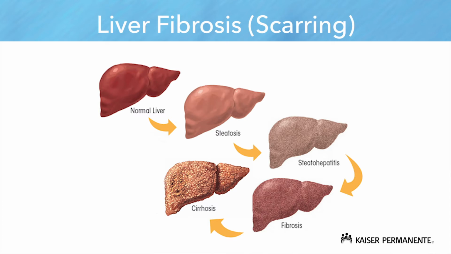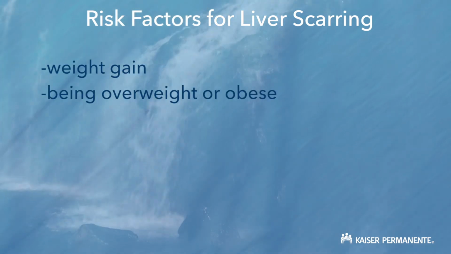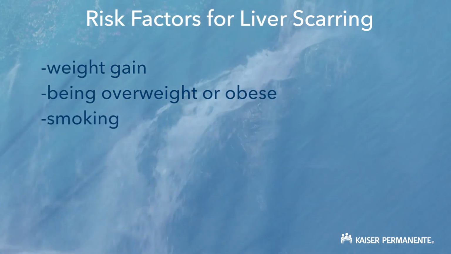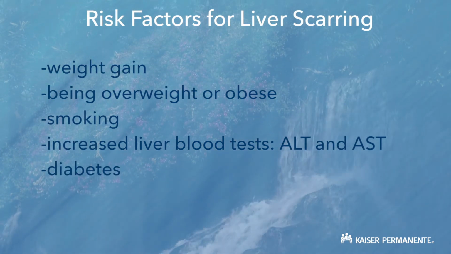People with cirrhosis are at risk for life-threatening complications such as liver cancer and liver failure. Some people may need a liver transplant to survive. It is important to note that non-alcoholic fatty liver disease is just one cause of cirrhosis, and that some people may have more than one cause contributing to their liver scarring. Risk factors for developing liver scarring include weight gain, being overweight or obese, smoking, increased liver blood tests ALT and AST, and having diabetes.